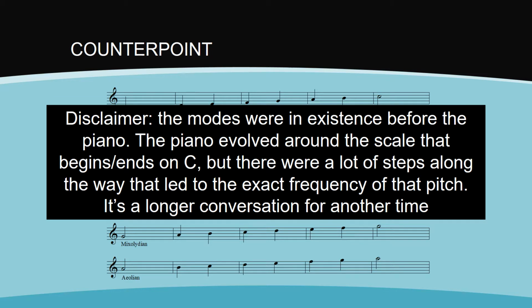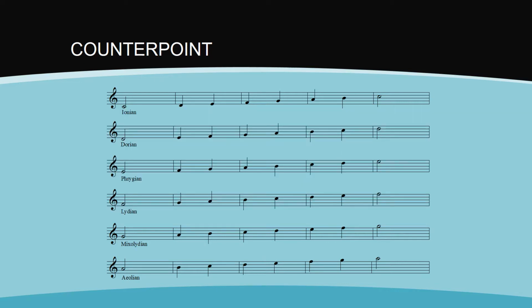The modes of the piano were in existence before the piano. The piano evolved around the scale that begins and ends on C, but there are a lot of steps along the way that led to the exact frequency of that pitch. It's a longer conversation for another time. These modes are known as Ionian, Dorian, Phrygian, Lydian, Mixolydian, and Aeolian.